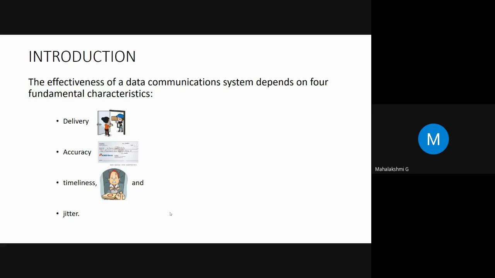And the last one is jitter. Jitter refers to the variation in the packet arrival time. It is the uneven delay in the delivery of audio or video packets. For example, let us assume that video packets are sent every 30 milliseconds. If some of the packets arrive with a 30 millisecond delay and others with a 40 millisecond delay, the result is uneven quality. In this case, the video has very poor quality. So these are the four fundamental characteristics which deal with the effectiveness of a data communication system.